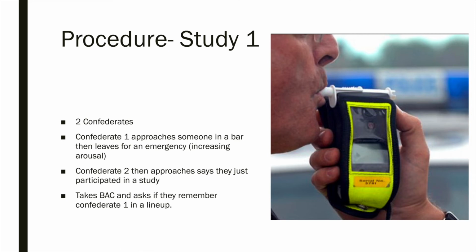Then Confederate 2 will approach and tell the participant that they've just been part of the study, ask for some written consent, and then take their blood alcohol concentration. Then they'll ask if they remember seeing Confederate 1 in a lineup of 6 different people.